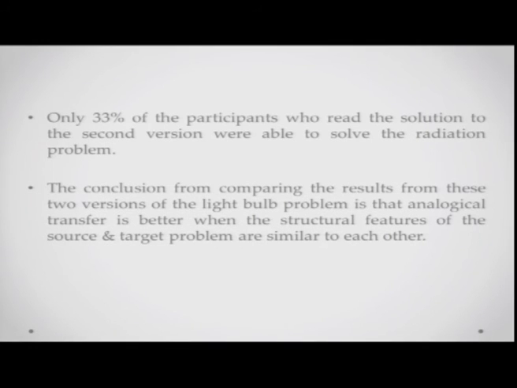Only 33% of the participants who read the solution to the second version were now able to solve the radiation problem. Those aspects of the solution have been taken away. The healthy tissue aspect has been taken away. The conclusion from comparing the results from the two versions of the light bulb problem is that analogical transfer is also far better when the structural features of the source and target problems are very similar to each other. So, both kinds of similarities are going to help ensure analogical transfer.